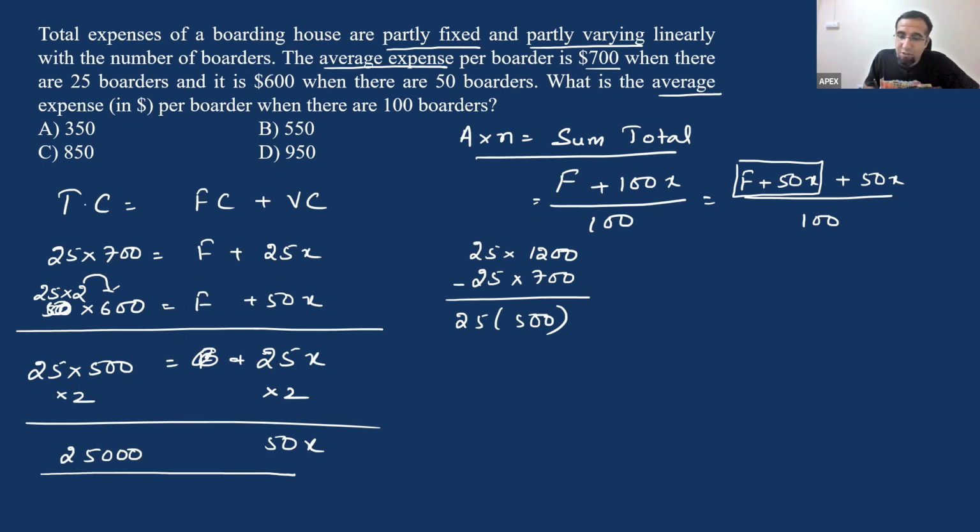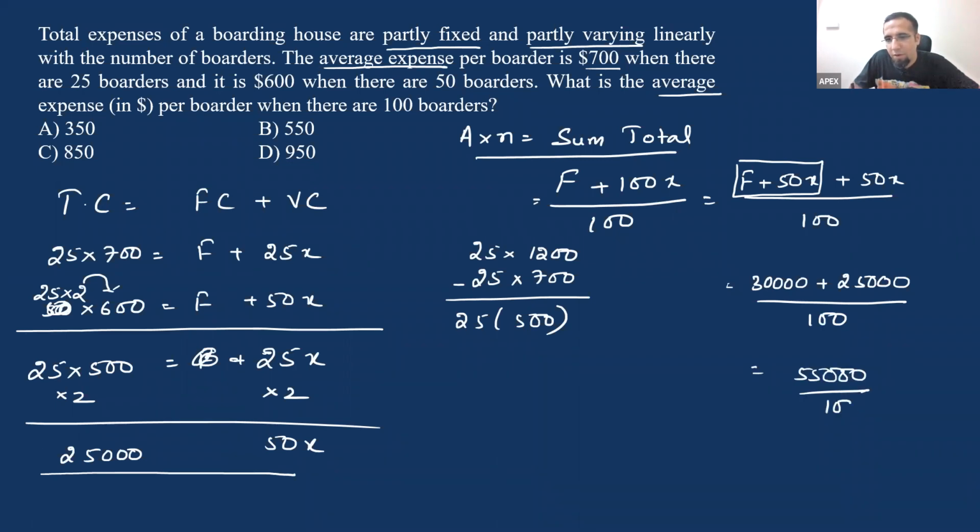Clear? So 50x is 25,000 and F plus 50x is 30,000. So that becomes 30,000 is F plus 50x plus 25,000 divided by 100. So in all we get 55,000 divided by 100, or the average expense should have been 550. So therefore our answer here becomes option B.